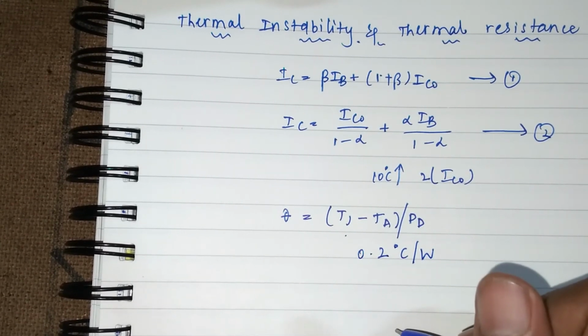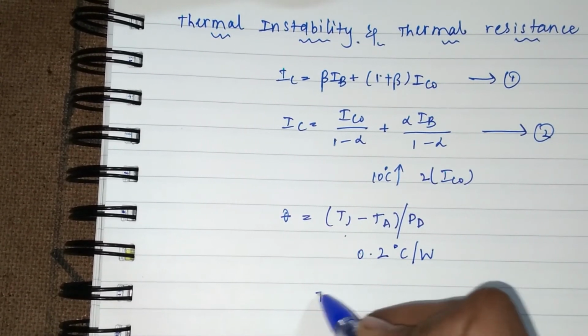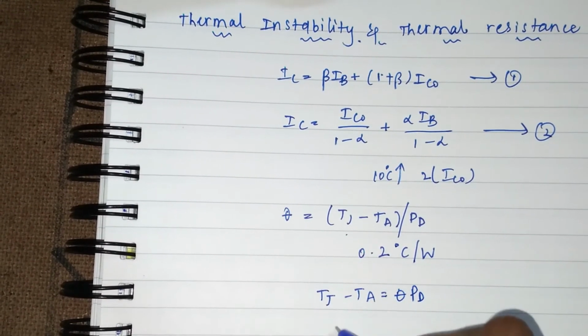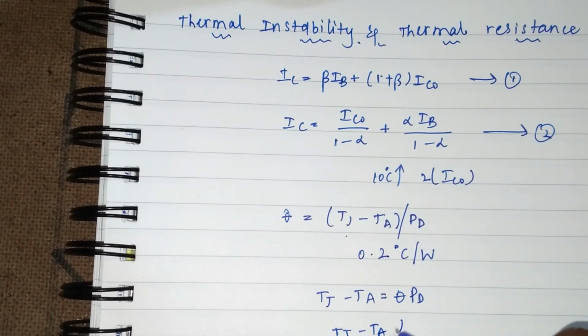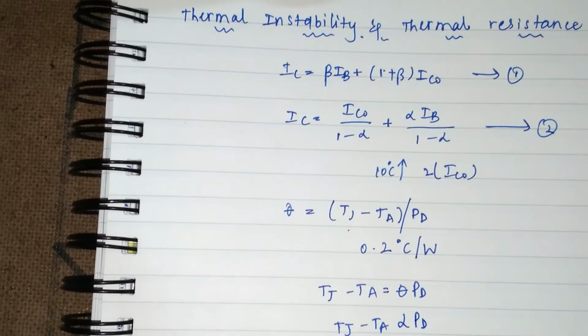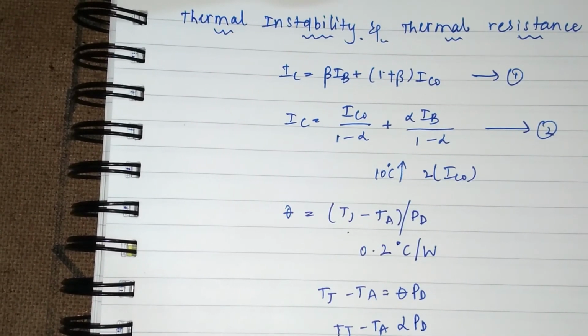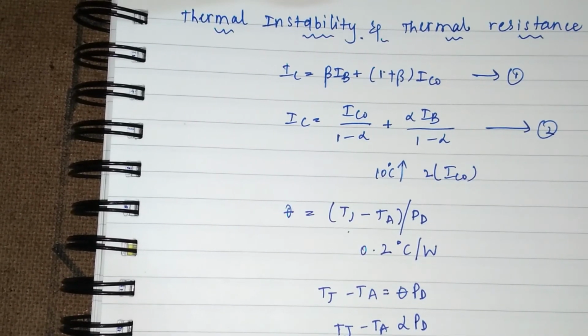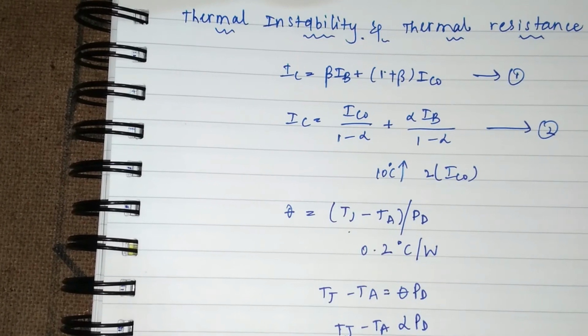It acts as a proportionality constant in the equation Tj - Ta = theta Pd, where Tj - Ta is directly proportional to Pd. Hence, the thermal resistance value depends on the difference between the junction temperature and ambient temperature, that is, Tj and Ta. If this difference is high, then the thermal resistance becomes high.